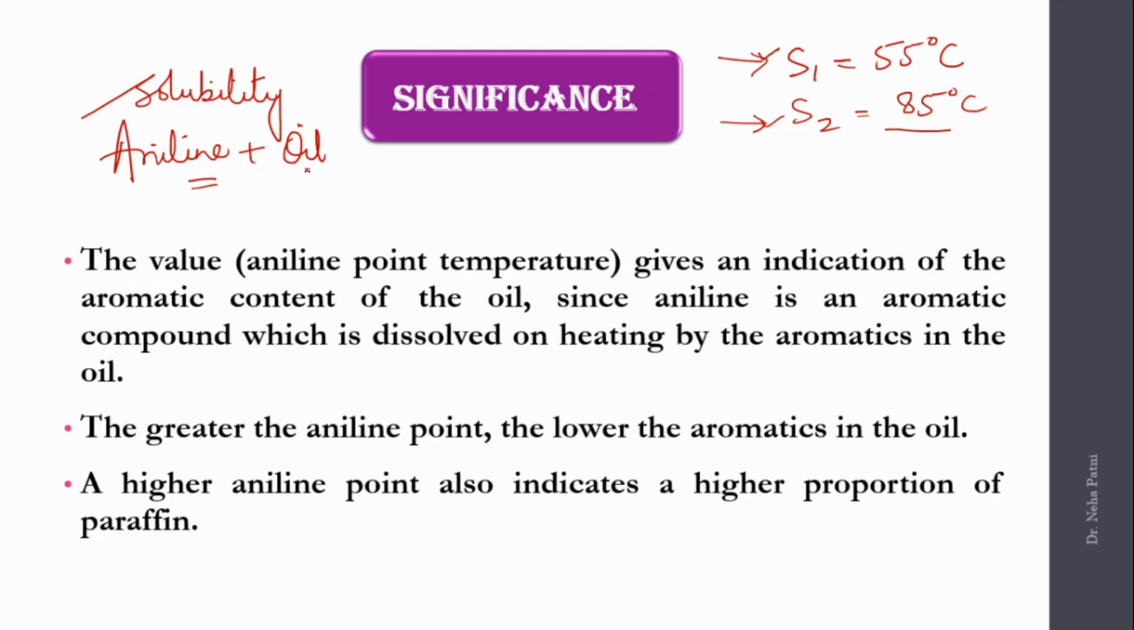Aniline point gives you an indication of the aromatic content of the oil. The more the aromatic content in the oil, the easier it would be for aniline to get dissolved. So that means sample 1 has high aromatic content because it is easily dissolved, while sample 2 has less aromatic content because it's not easily dissolved. You have to heat it till 85 degrees. You're forcing it to get dissolved. Right? So the first point is it gives an indication of aromatic content. Okay, I come to know that in sample 2 aromatic content is less, in sample 1 aromatic content is more. Now what is next? What is the indication?